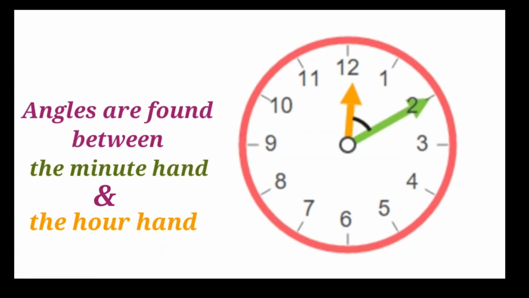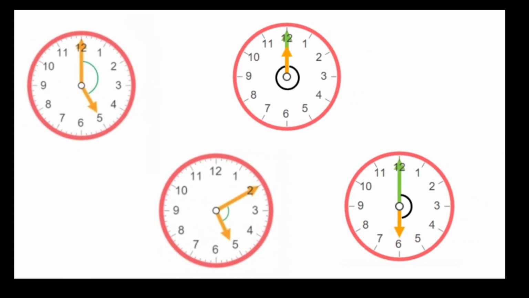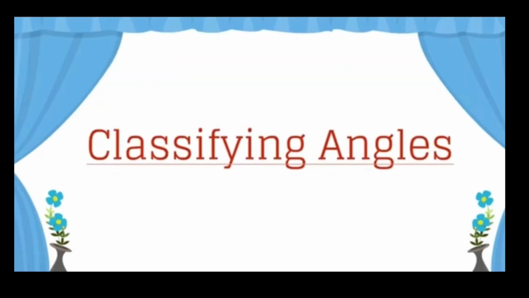Where do we see angles in everyday life? If we look at a clock, we can find angles between the minute hand and the hour hand. As the minute hand and the hour hand move, different types of angles are formed between them. Also, angles are used in a variety of disciplines such as in the construction of buildings, roads, in carpentry and so on. Angles can be classified into different types based on their measures. Let's classify the angles.